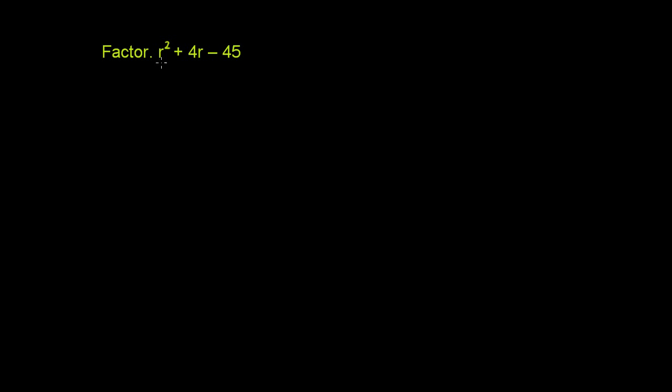We're told to factor r squared plus 4r minus 45. And there are simpler ways to factor this because this has 1 as a leading coefficient on the r squared right here. But what we're going to do is factor this by grouping.